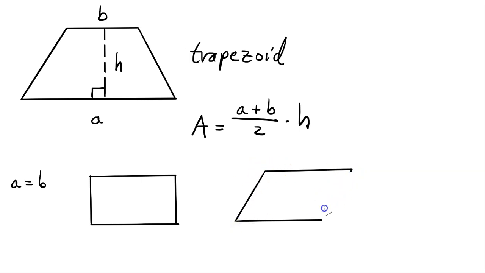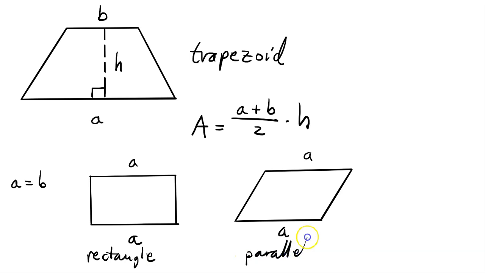So these are special cases of a trapezoid. Let's say that this is equal to this, and also here. So this is a rectangle. This is a parallelogram. In this case we have the height here. In this case we have the height here. In this case we have a special case of this formula.